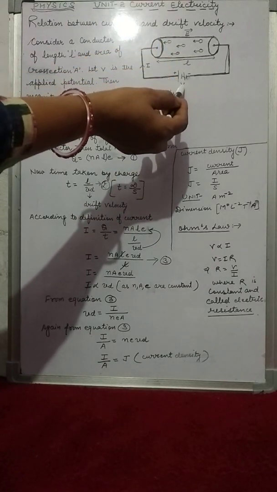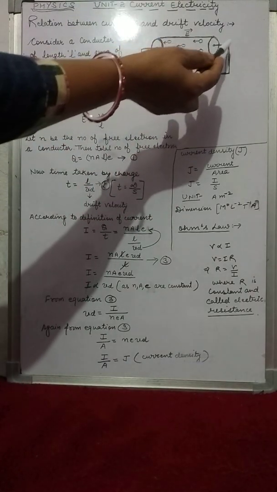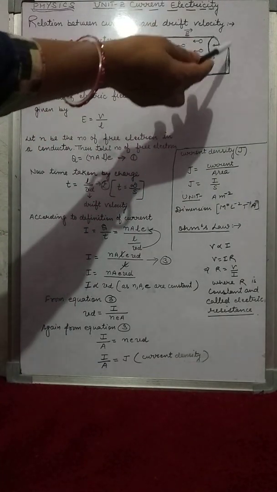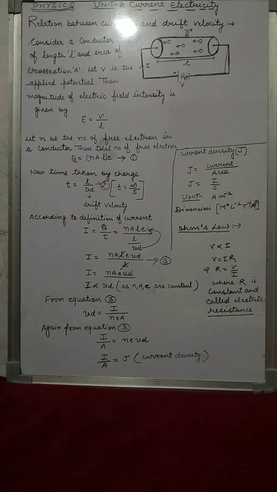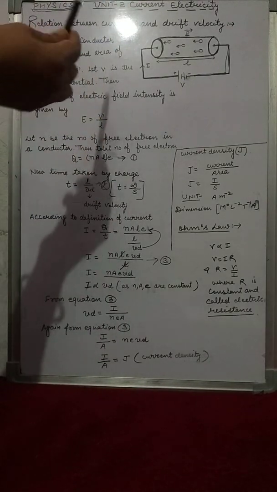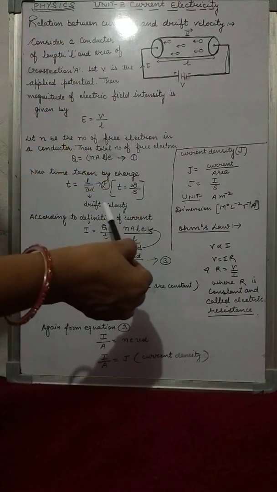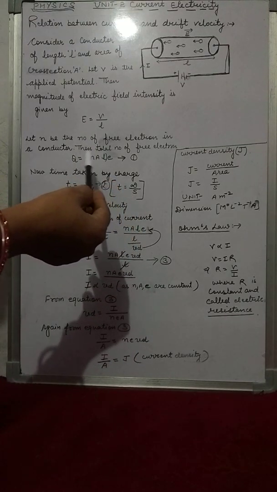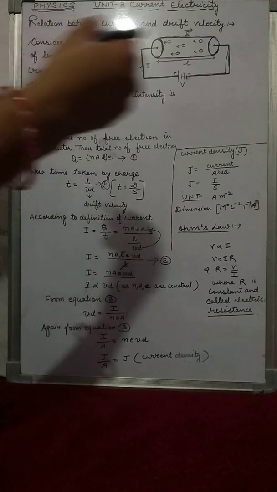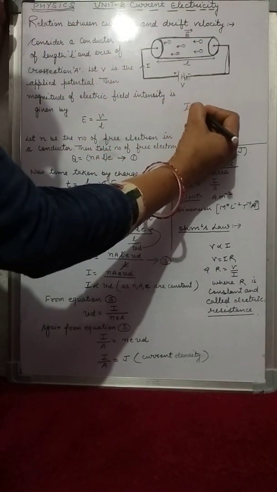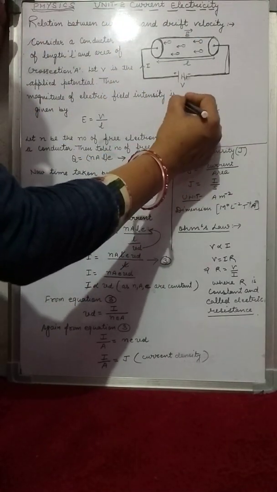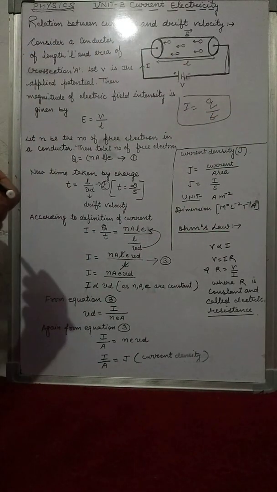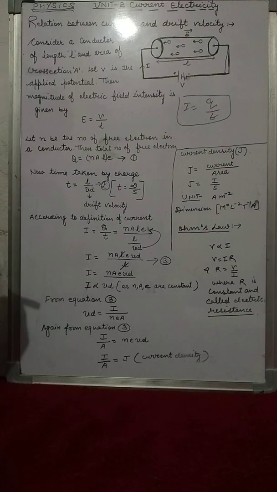Let V be the applied potential between the two ends of the conductor. So I is the current flowing through the conductor. Now we have to calculate the relation between current and drift velocity. For that we know what current is: current I is equal to Q upon T, the rate of flow of charges.